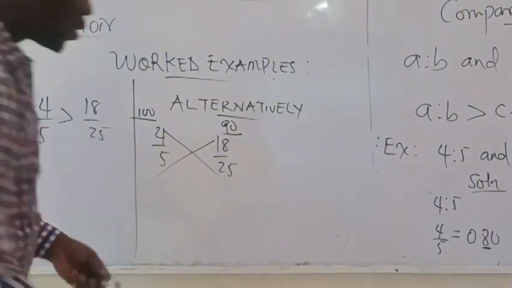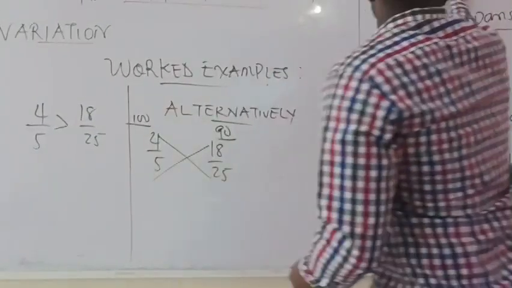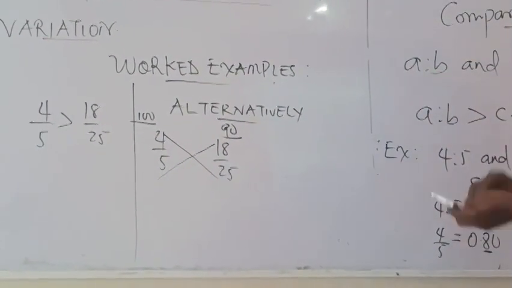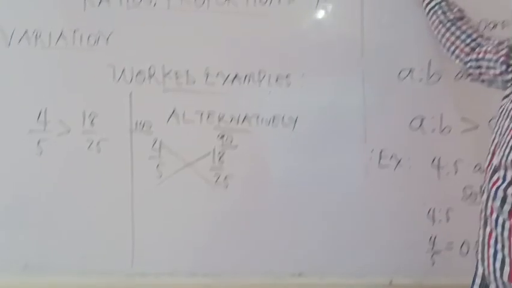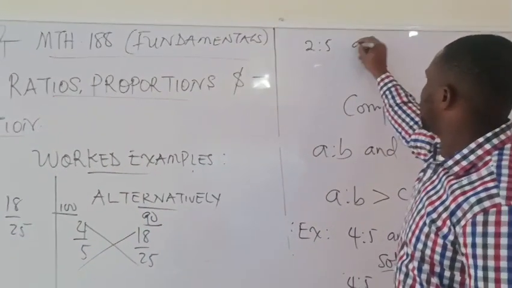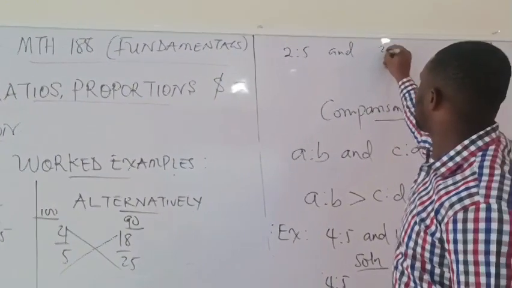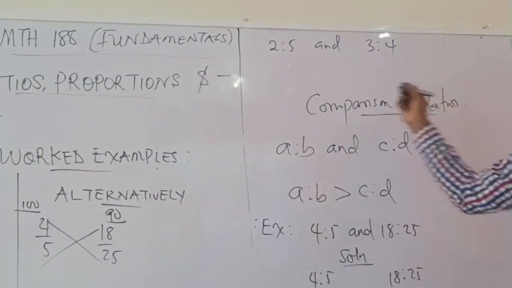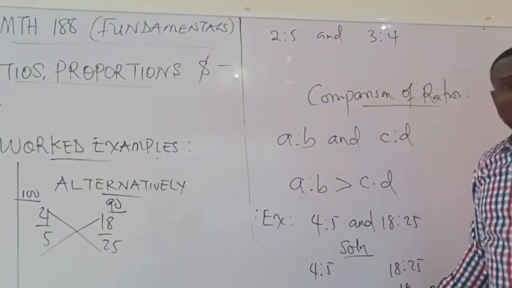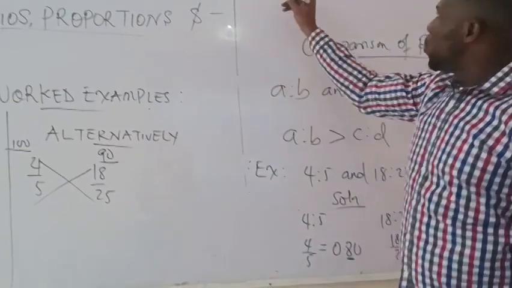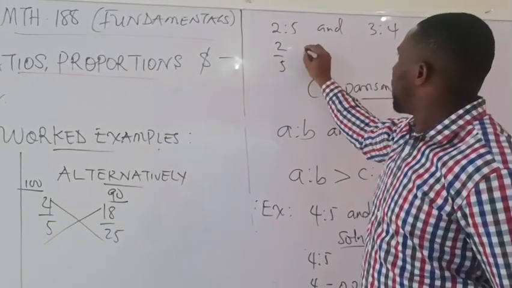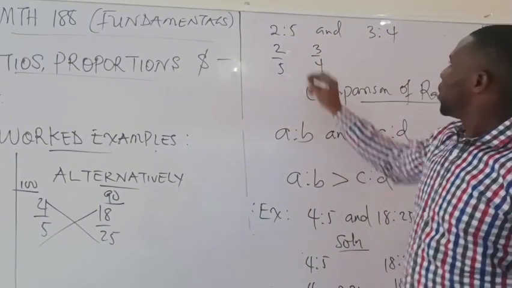And of course, I could give you more of things like this. So we could do ratio 2 to 5 and compare it to ratio 3 to 4. It's straightforward. Instead of dividing and getting the decimal form of it, we just say 2 to 5 and 3 to 4.